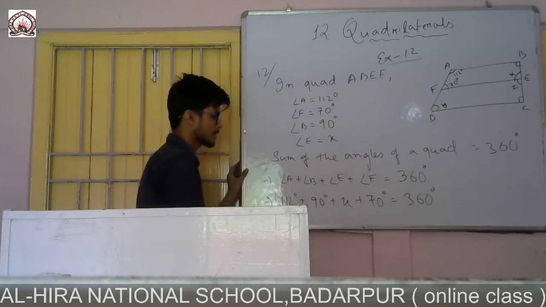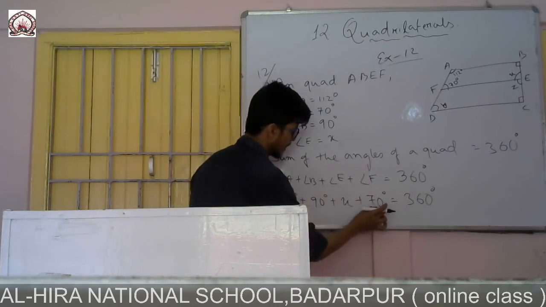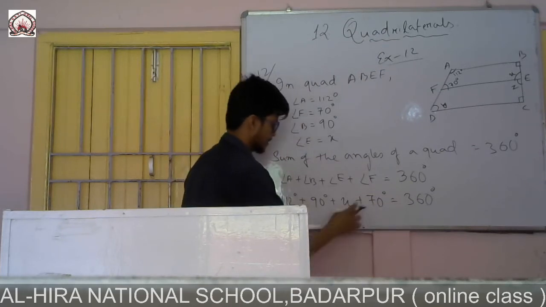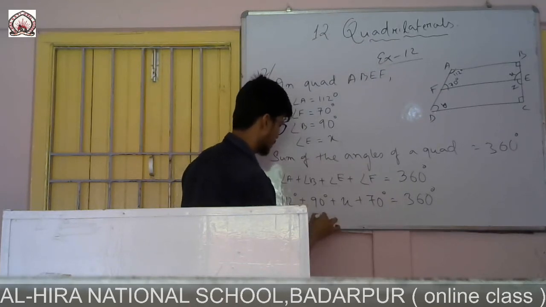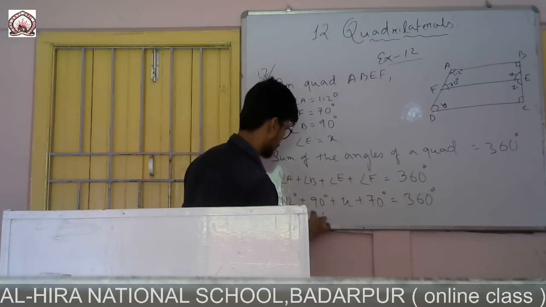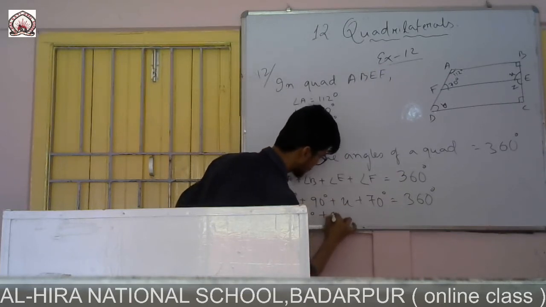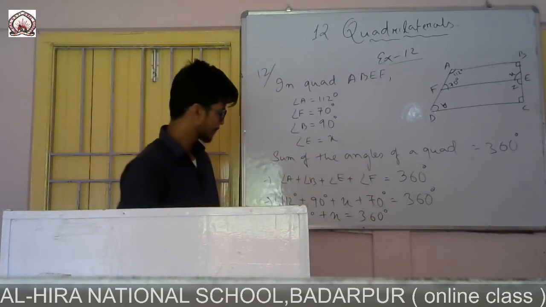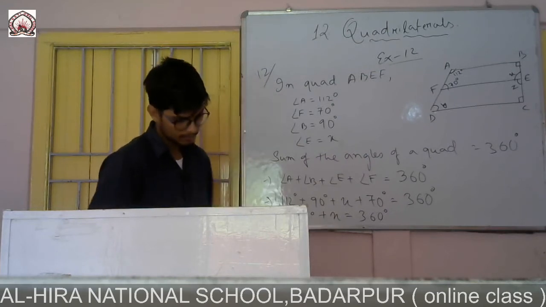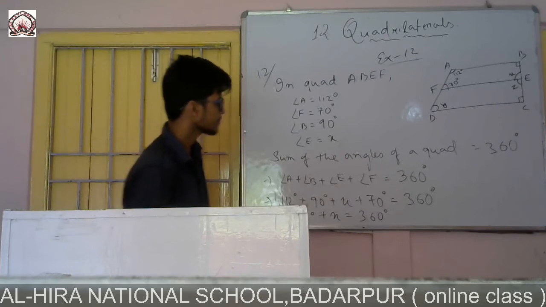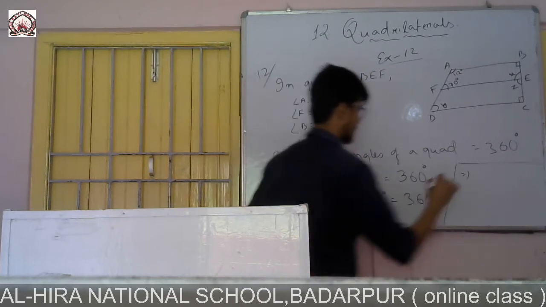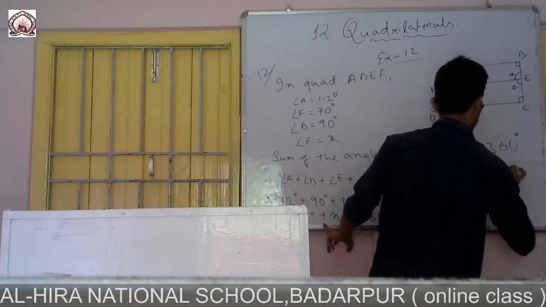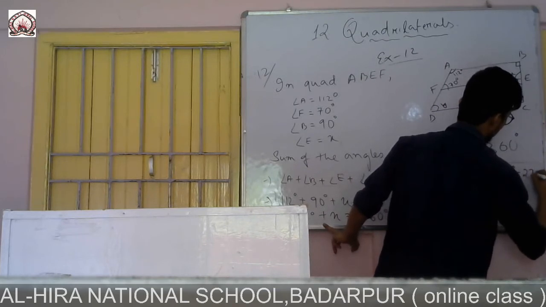112 plus 90 plus 70. If I simply add this, 2, 7 plus 9 is 16, 16 plus 1 is 17, 7 and 1 is 2. So it is 272 degree plus x is equals to 360 degree. Implies x will be equals to 360 minus 272 degree.